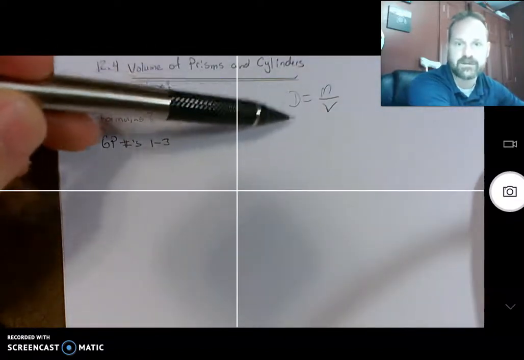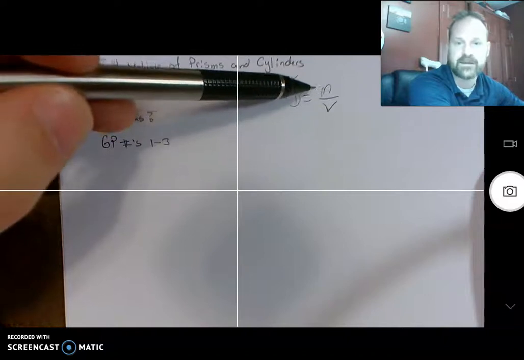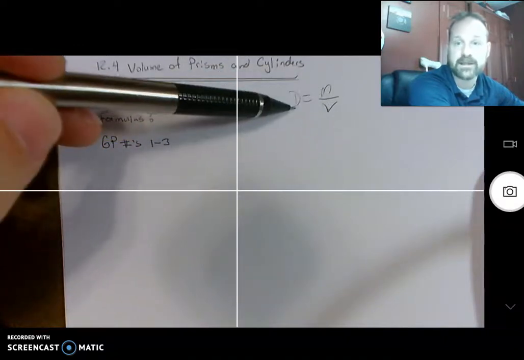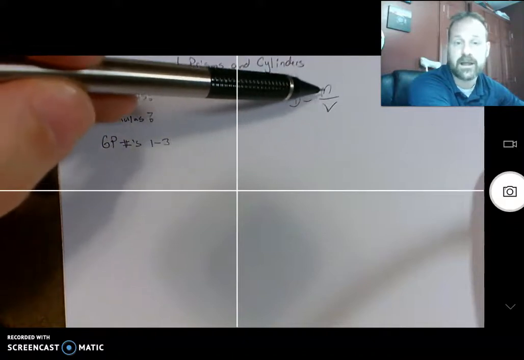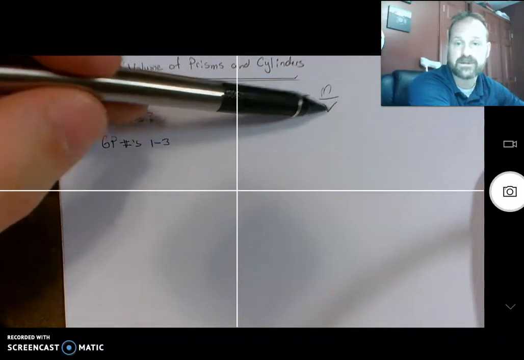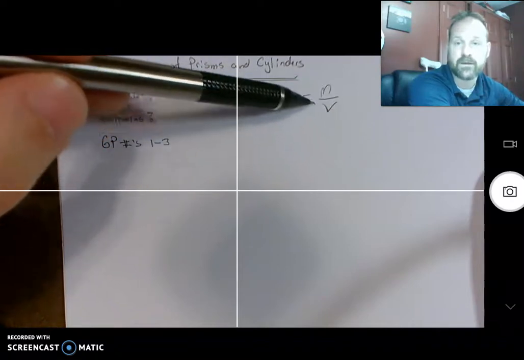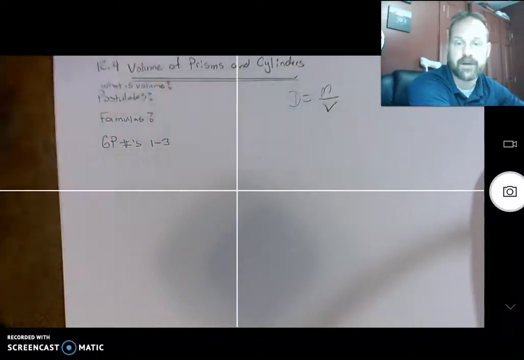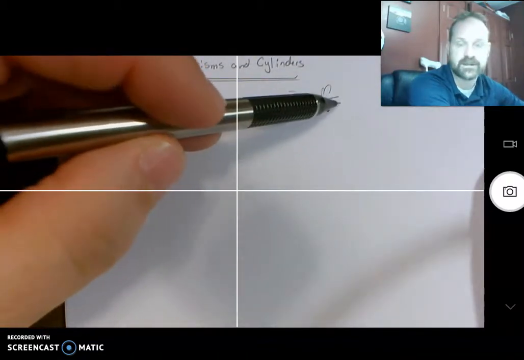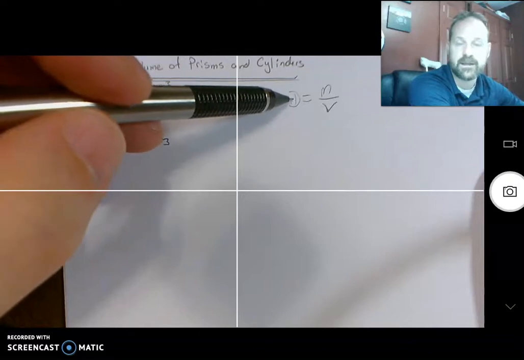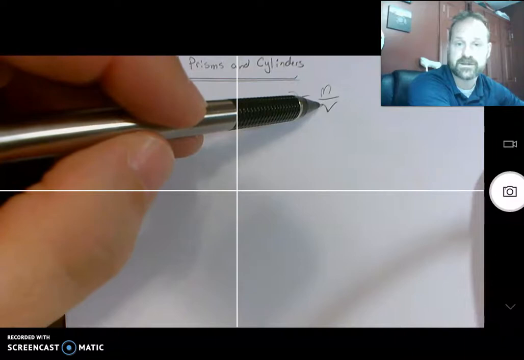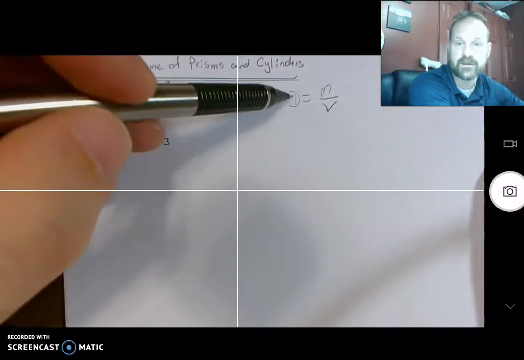If something's more dense, then it's going to have a greater mass and a smaller volume. Something that's less dense, like an ice cube, is going to have mass but a lot greater volume. It's going to be spread out over a larger area. So the bigger this number is, the smaller this number is.